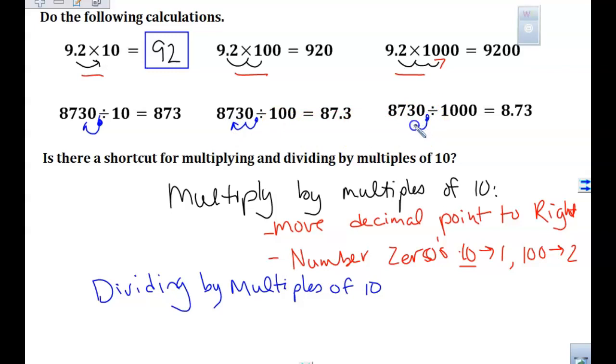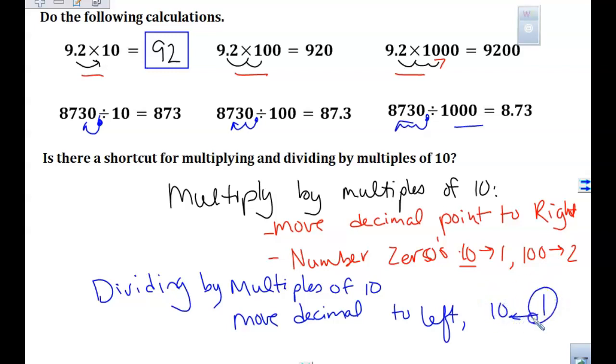And if we're looking at this one, we're going to move it 3 places, right? Because I have 3 zeros. So the only thing different about dividing is now we are going to move the decimal to the left. How do we know how many places? If it's 10, we move it 1 place to the left. If it's 100, we are going to move it back 2 places to the left. If it's 1,000, wherever that decimal point starts, we're moving it 3 places back because we have 3 zeros that we are looking at. Okay? So make sure you have that.